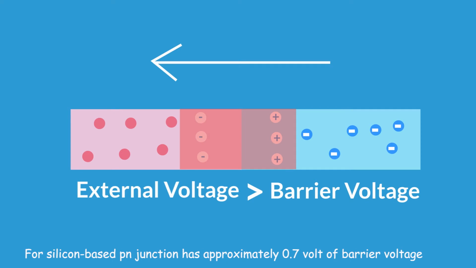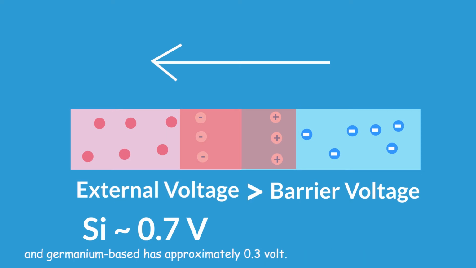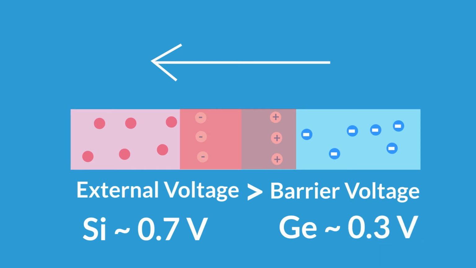A silicon-based p-n junction has approximately 0.7 volt of barrier voltage, and a germanium-based one has approximately 0.3 volt. The effort of applying external voltage to a p-n junction is called biasing. There are 2 methods of biasing, forward and reverse.